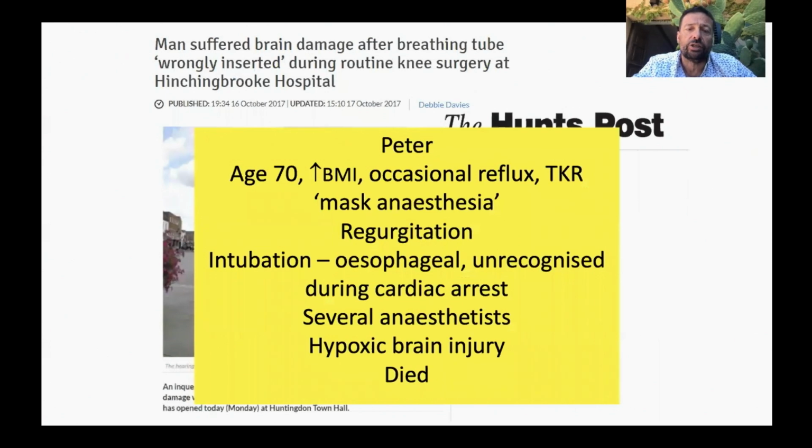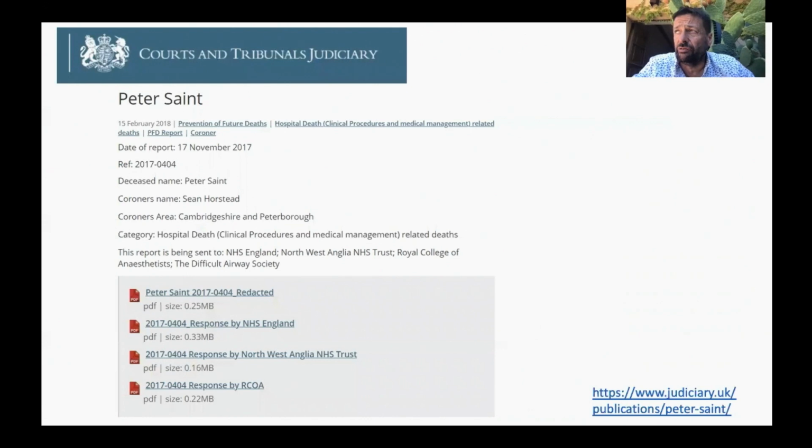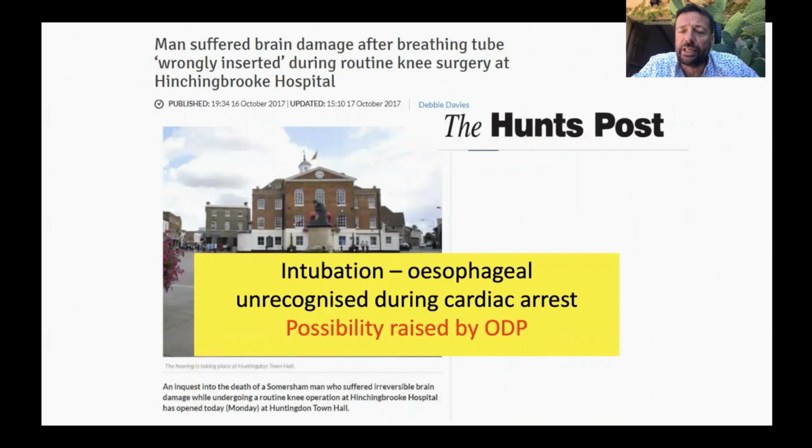Another case, Peter, whose case happened the same year as Sharon's case. This occurred during a knee operation, where there was a need for urgent intubation after LMA failure, regurgitation and unrecognised esophageal intubation, leading to hypoxia and failure to recognise that the flat trace did not, in fact, mean that it was due to cardiac arrest. As in many cases, multiple times, the ODP stated, could this be in the esophagus? And that was not acted on until too late.